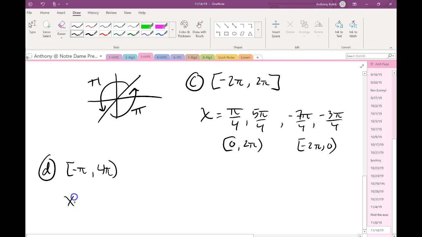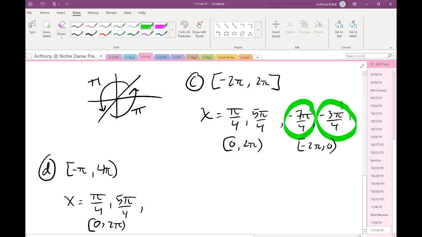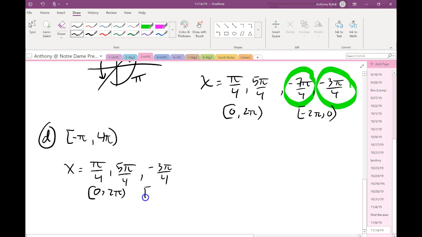So definitely my answers for part A are going to be in that set because that's between 0 and 2 pi. Some of my answers from part C will be in there. If I look at my answers from part C, this one is too small, that's less than negative pi. But this one is fine, it's bigger than negative pi. So that's my answer from negative pi to 0.